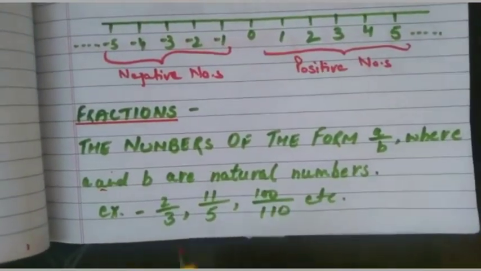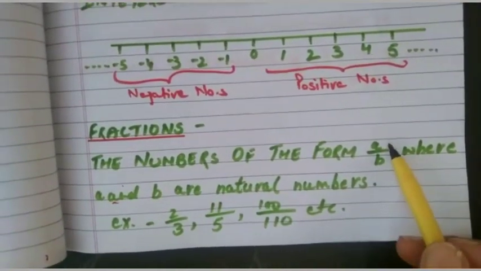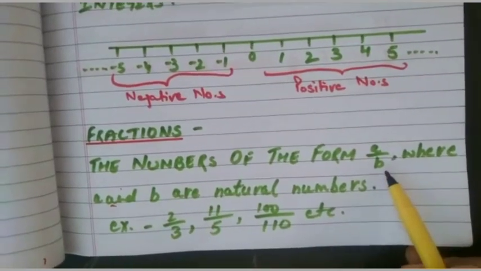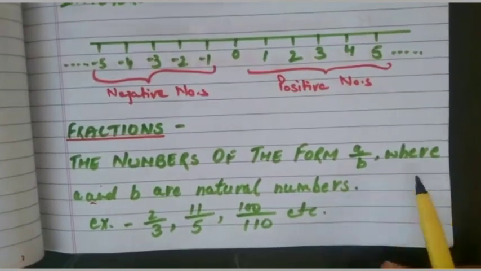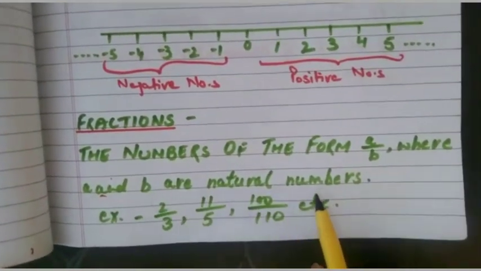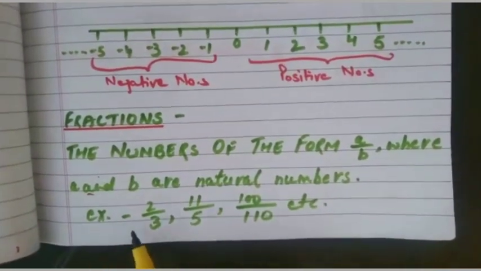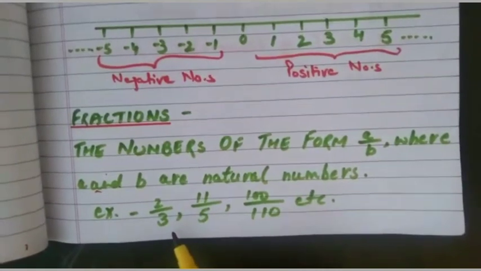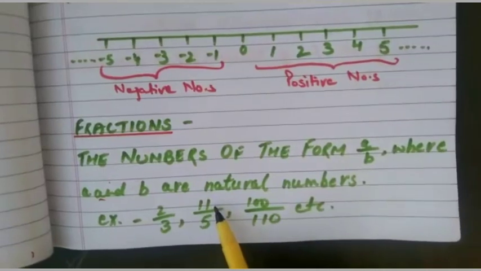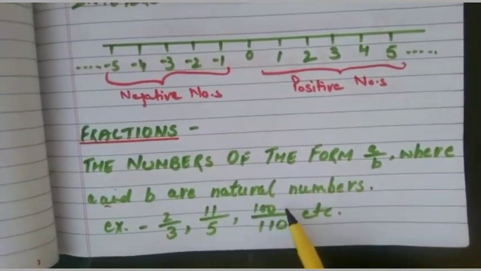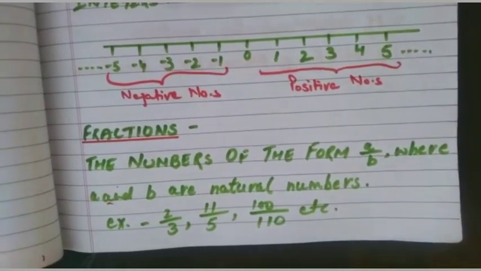Next is fraction. The numbers of the form a upon b. Children, when you write a upon b like this, always remember a is the numerator and b is the denominator, where a and b should be natural numbers. A few examples I have written here. First is 2 upon 3. Here 2 is the numerator and 3 is the denominator. Another example is 11 upon 5, 100 upon 110, etc. Like this you can write many examples.